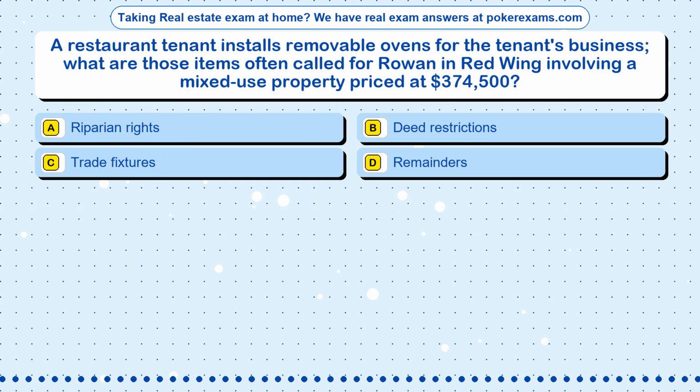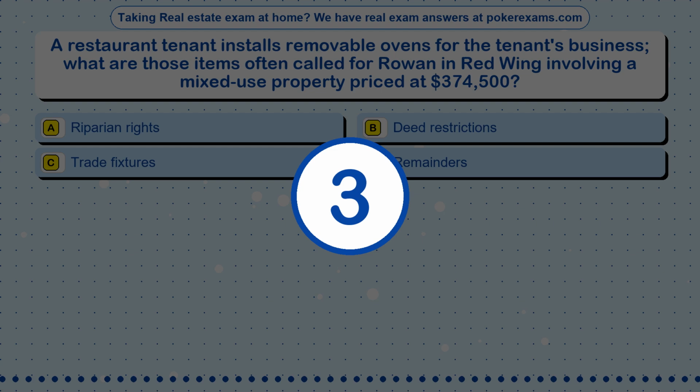Question 19. A restaurant tenant installs removable ovens for the tenant's business. What are those items often called for Rowan in Red Wing involving a mixed-use property priced at $374,500? Option A, riparian rights. Option B, deed restrictions. Option C, trade fixtures. Option D, remainders.